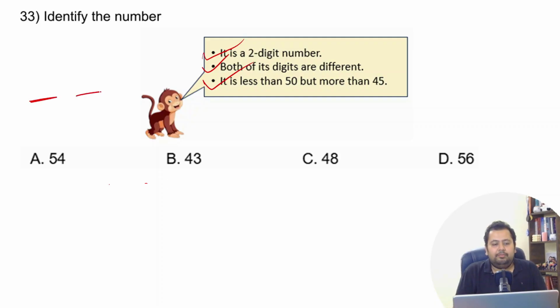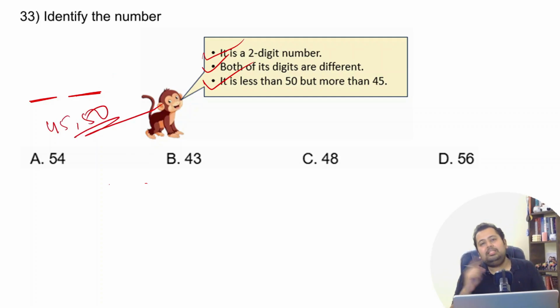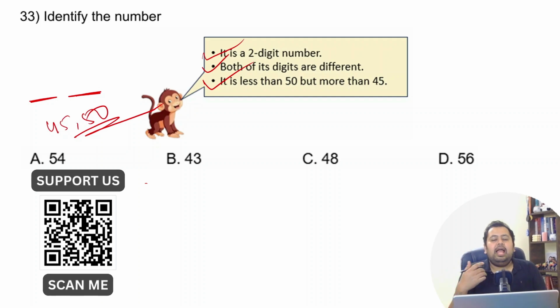So it has to be a two-digit number. It has to be between 45 and 50. And it cannot have the same digit in both places, right? Both of its digits are different, right? So solve it and find out what the solution is.